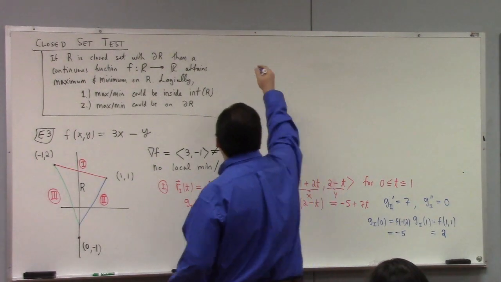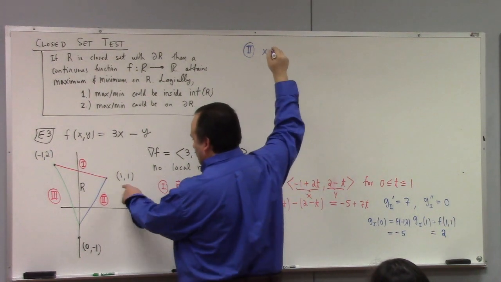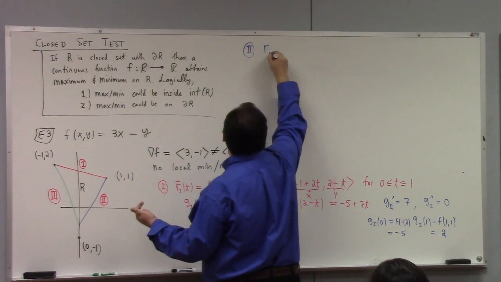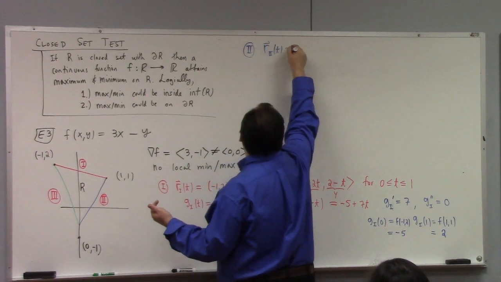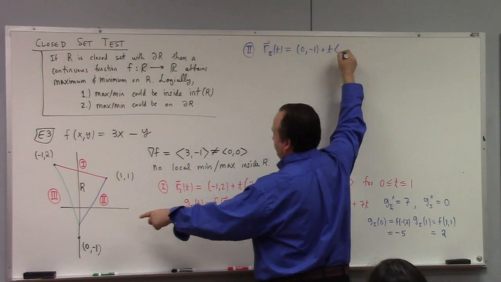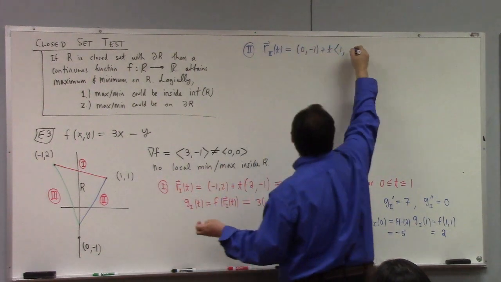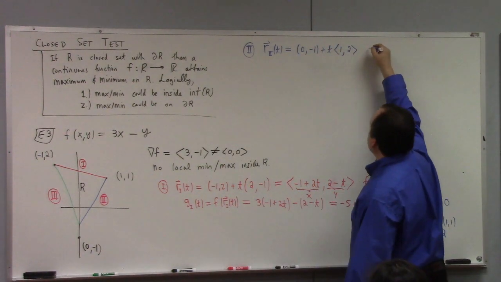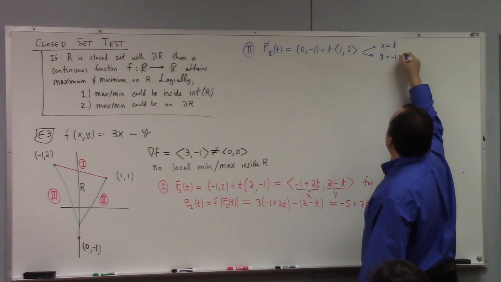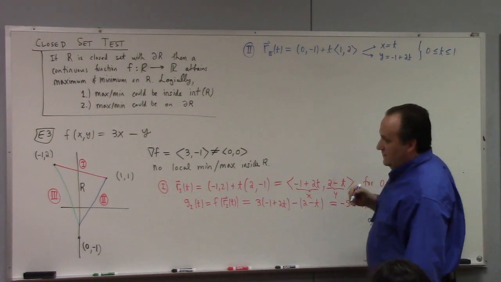Let's look at 2. For 2, how can we parameterize it? I'll go from 0 to 1. R2 of t, I'll parameterize as, I'll start at the bottom point, and then go over 1, up 2. So I've got x is equal to t, and y is equal to -1 plus 2t. I think that checks for 0 less than or equal to t less than or equal to 1. Do you guys agree? Just double check it.